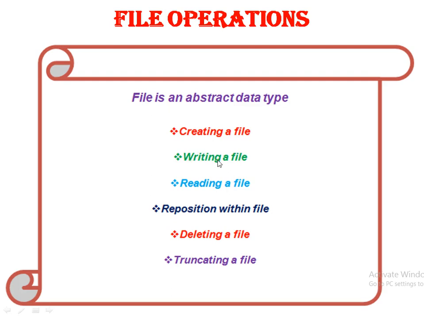Next, writing a file. In order to write the contents onto a file, we need to operate; this is one of the operations with respect to files. Next, reading a file. Based on the protection given, you can read from a file, and you can also use a read pointer to do this operation. Next, we have reposition within a file. Reposition within a file means the directory is searched for the appropriate entry, and the current file position pointer is repositioned to a given value.